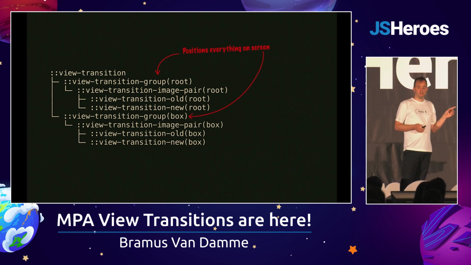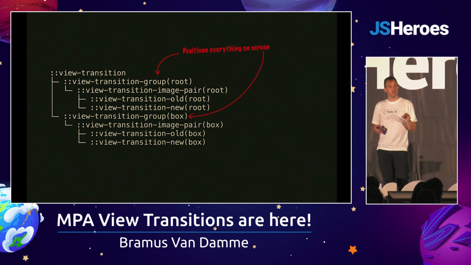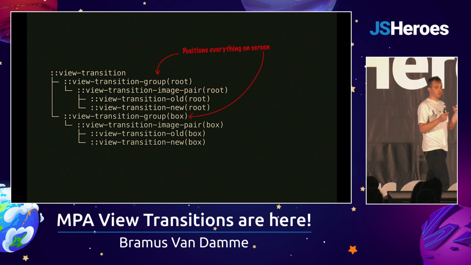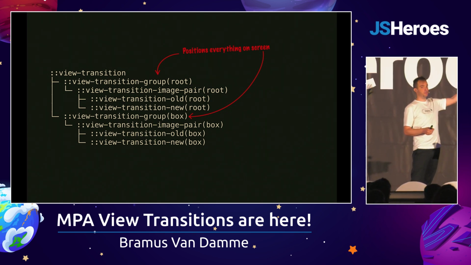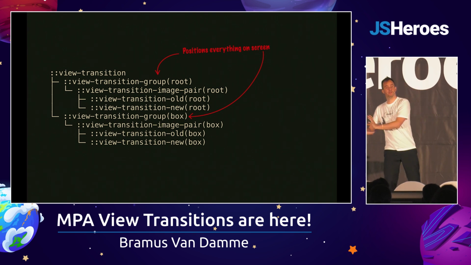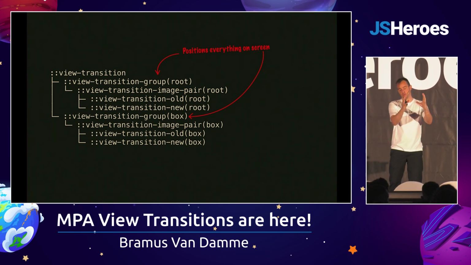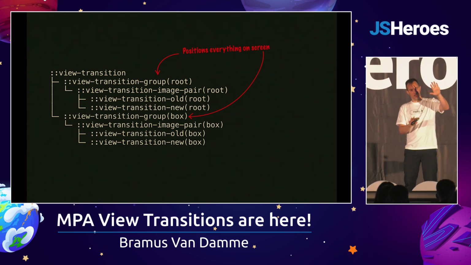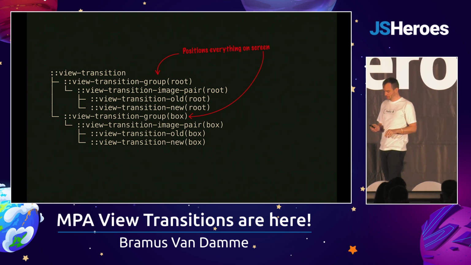Remember when I said this? The group positions everything on the screen? Well, that's what you see right here. The box can actually move because it's that group thingy that is moving from its old position, which was at the center, to, for example, one of the corners. So the group moves, and while that happens, the new and the old fade in and fade out.